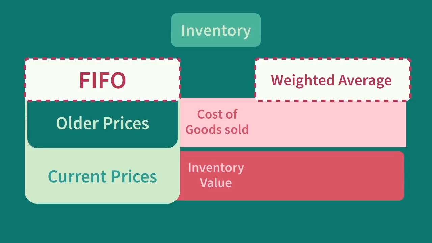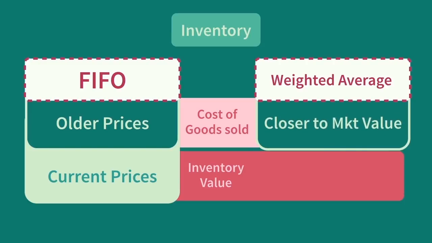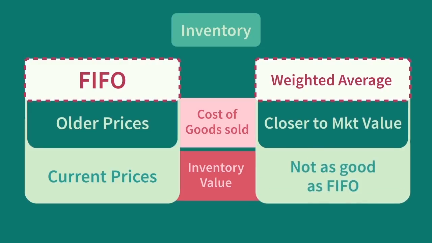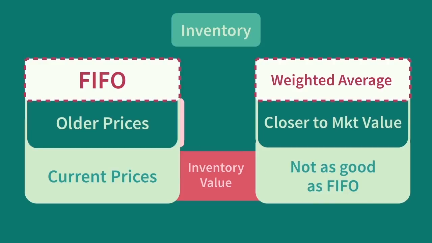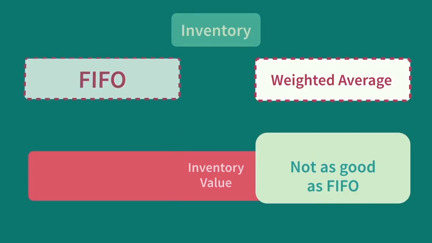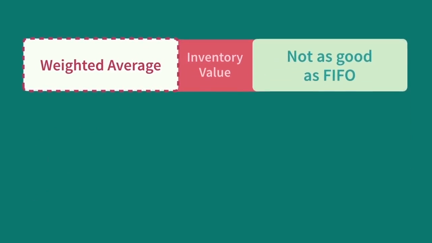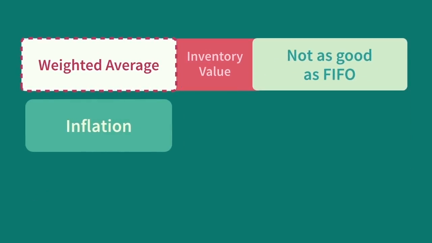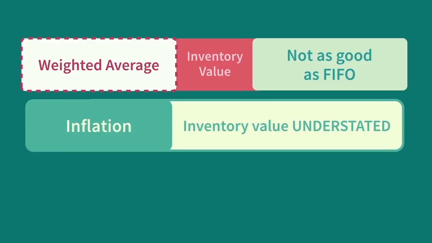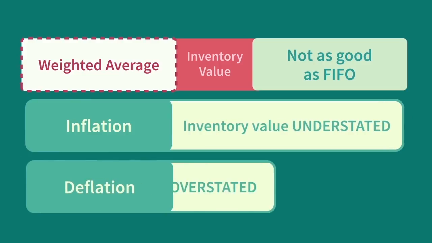This makes the balance sheet more useful for investors. With weighted average costing, the cost of goods sold is closer to the current fair valuation, but the balance sheet is not as close to the current market value of inventory. During times of rising prices, weighted average will understate the value of inventory, and during times of falling prices, the value will be overstated.